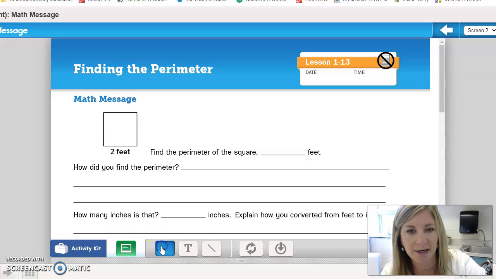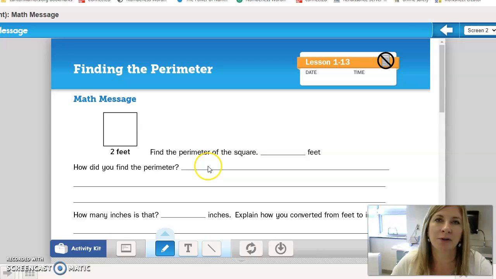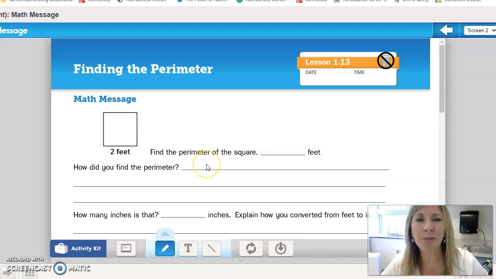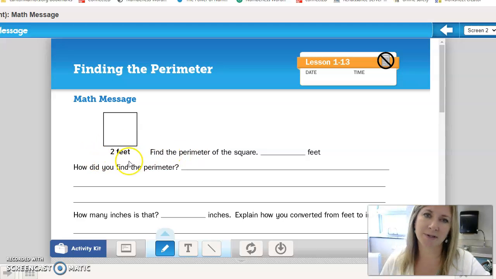So turning my pen on here. What is the perimeter of the square? Well, we have to know what perimeter is to be able to answer this question. And I know you've had that in other years. And I hope you remember that perimeter is all the way around the shape. Okay, so you might say, well, Mrs. Fitch, how can I do that? I only have one measurement. I only have this 2 feet. That's all I've been given.